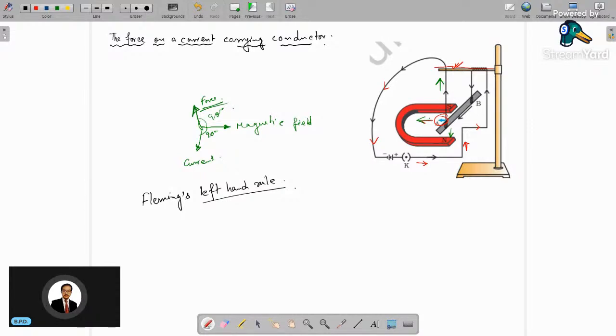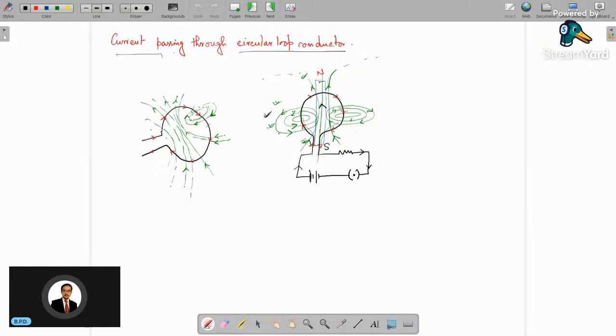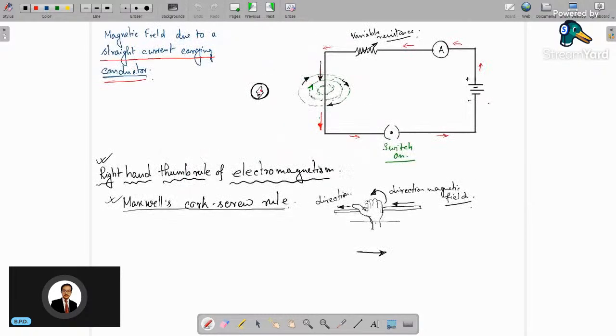It will create conflict of idea. So let us keep it aside. We will study it in our next class. So up to this, today we have discussed Fleming's left hand rule, solenoid, electromagnetism, mainly electromagnetism, current through circular loop, current through straight conducting wire, Maxwell's cork screw rule or right hand thumb rule, magnetic field due to current carrying conductor. We will start from electric motor in the next class.